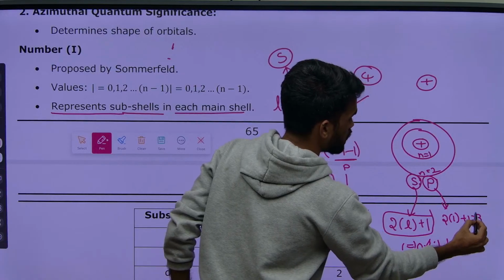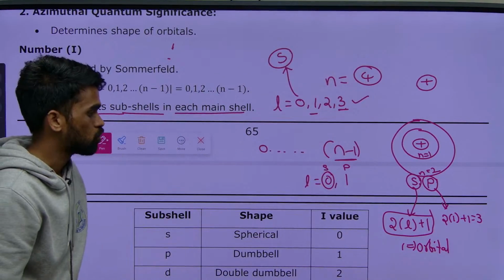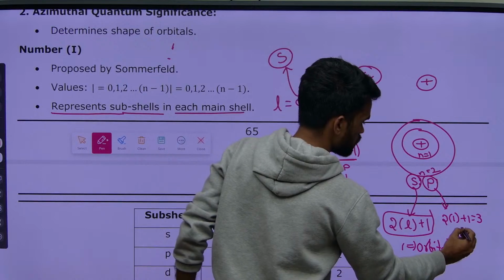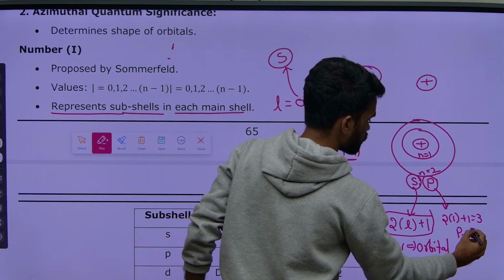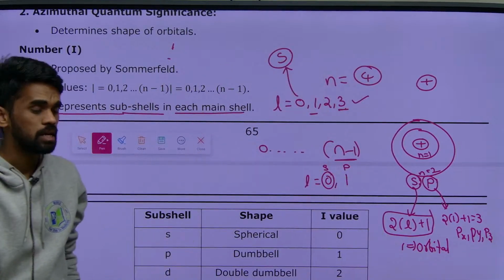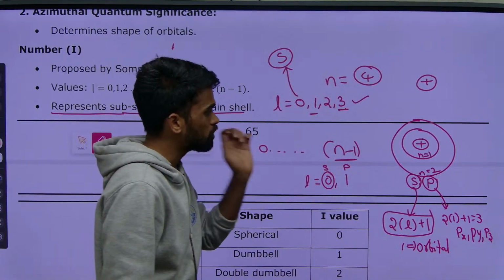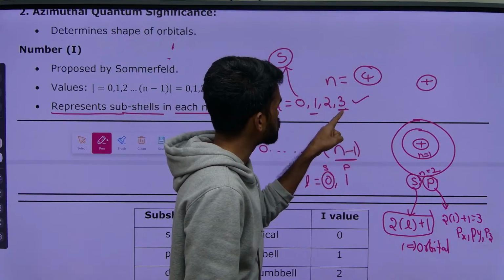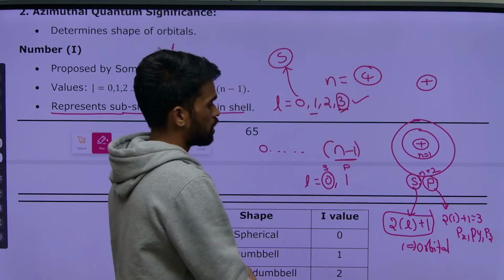So there will be 3 P subshells. So what are those? Px, Py, Pz. Px, Py, Pz.